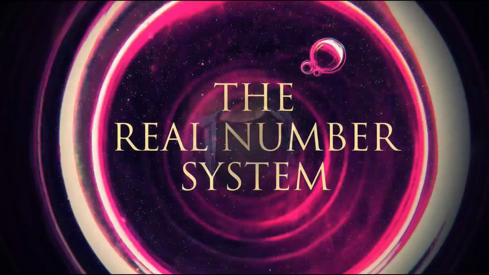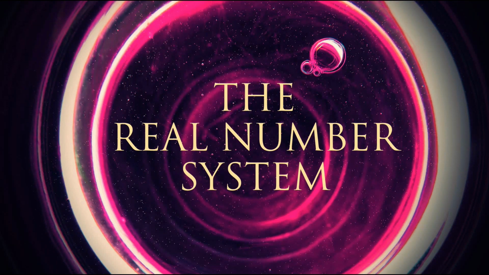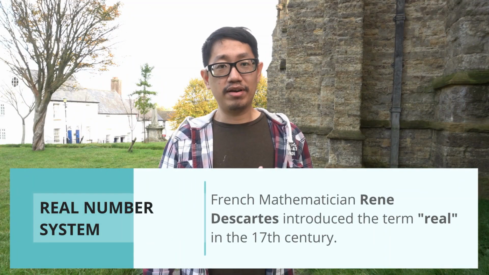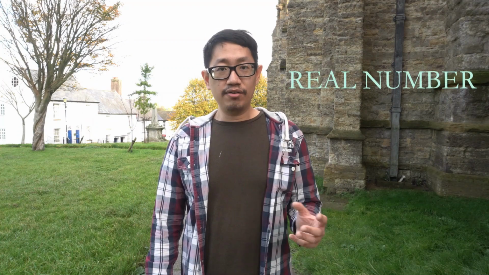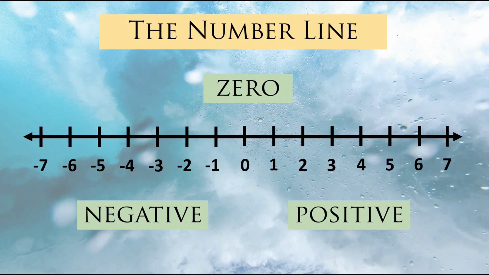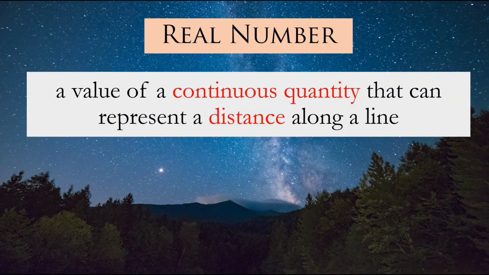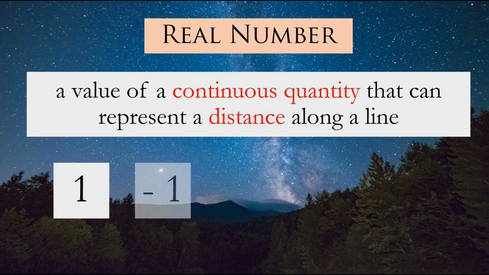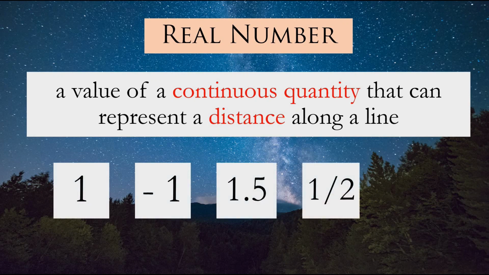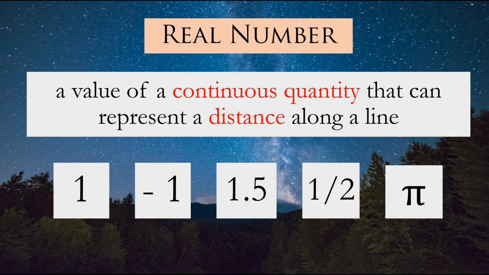So guys, let's go to real numbers. The system evolved over time by expanding the notion of what the word number means. Introduced in the 17th century by René Descartes, a real number is the value of a continuous quantity that can represent a distance along a line. This is our number line. We've got 0 at the middle, extending to the right are the positive numbers, while extending to the left are the negative numbers. Hence, with the definition of real numbers, we can say that numbers like 1, -1, 1.5, 1/2, and pi are real numbers.